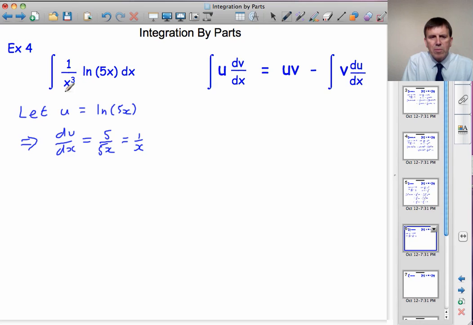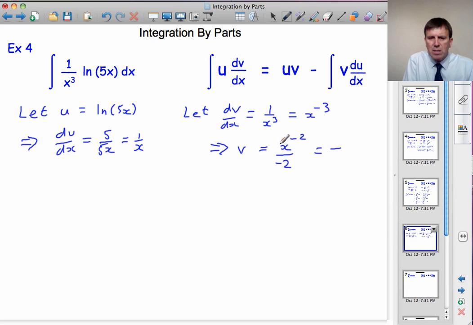And then we let dv by dx equal 1 over x cubed. Or to make that easier to integrate, let's write it as x to the power minus 3, which implies that v, the integral of that, will be x to the power minus 2 divided by minus 2, the new power. And I can simplify that by writing it as minus, plus divided by minus is a minus, 1 over 2x squared. Taking the x to the minus 2 back downstairs to become minus 1 over 2x squared.